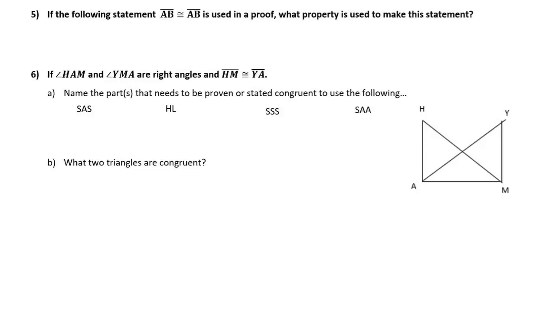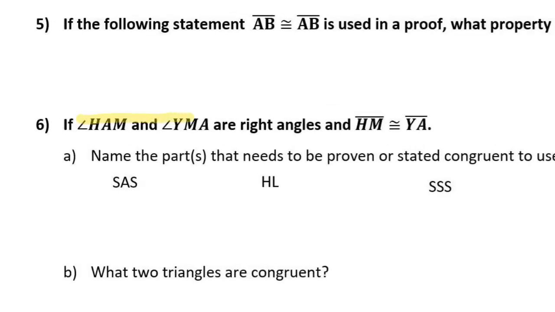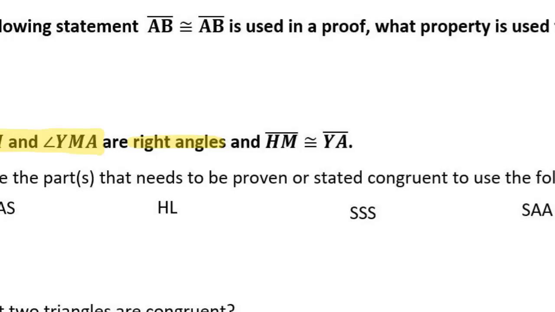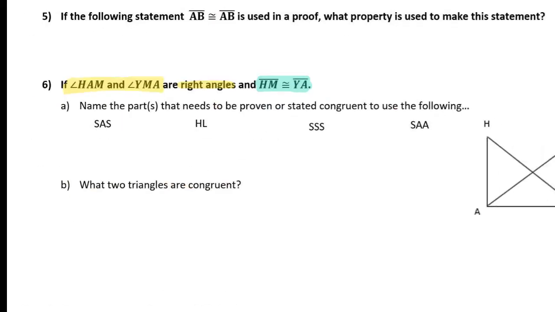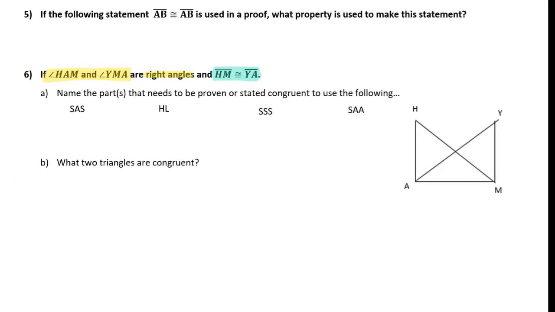All right. They have some given information right at the beginning for us. It says if angle HAM and angle YMA are right angles and HM is congruent to YA. So let's go over to the picture and we're going to mark these things to start with.